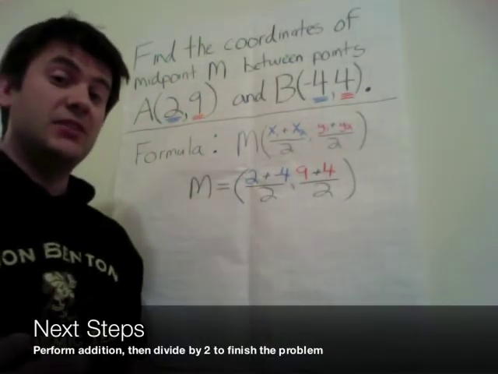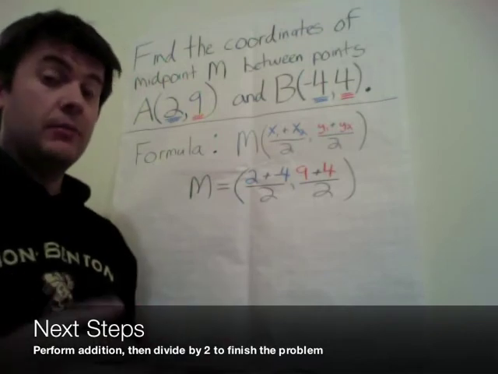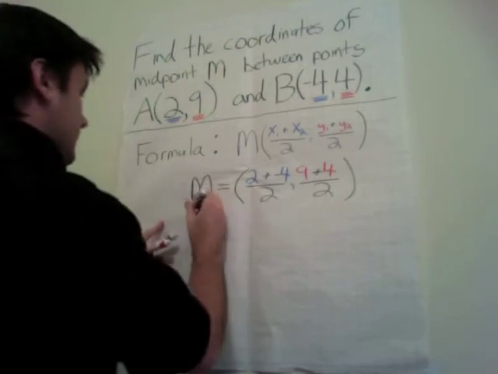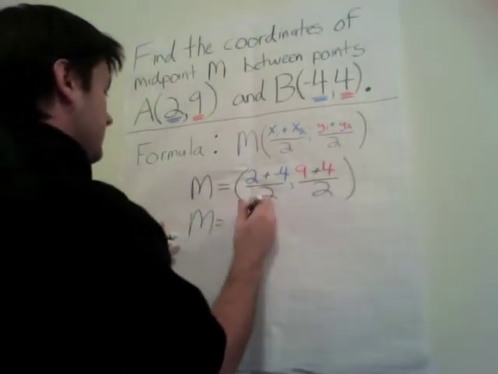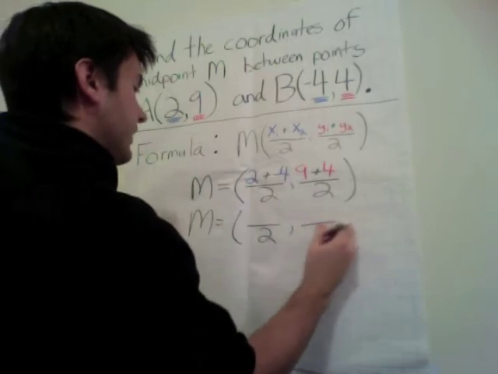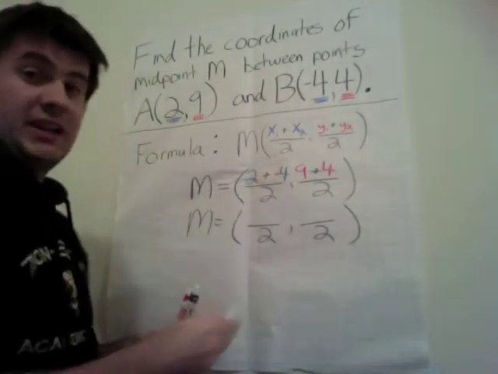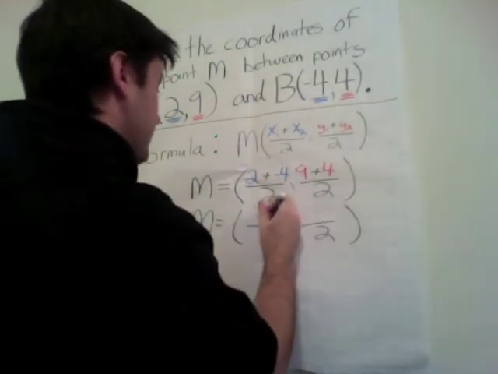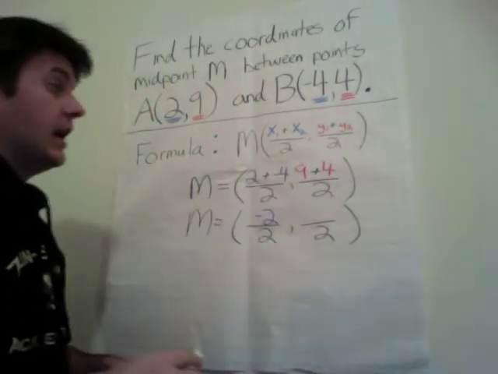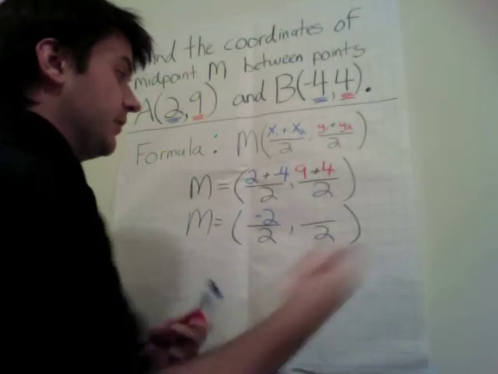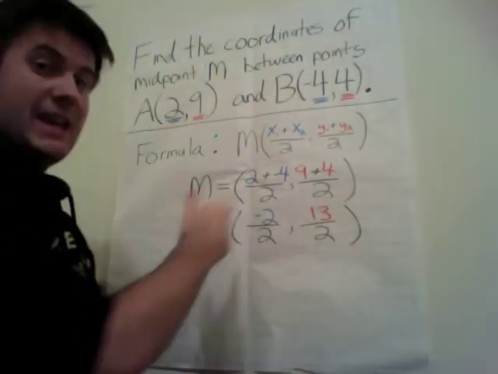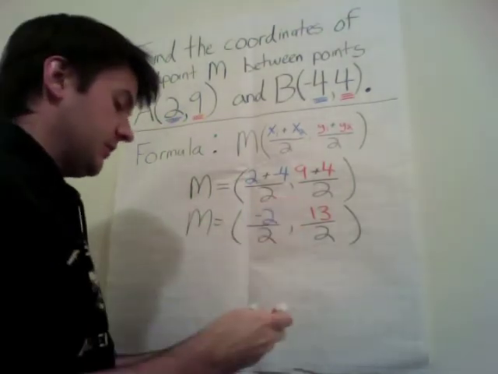Now all you have to do next is add everything together and then divide by 2. So let's get set up for the next step here. So M is going to be equal to something over 2 and something over 2. 2 plus -4 is -2. So -2 there. And 9 plus 4 is 13. Alright. So we got -2 over 2 and 13 over 2.